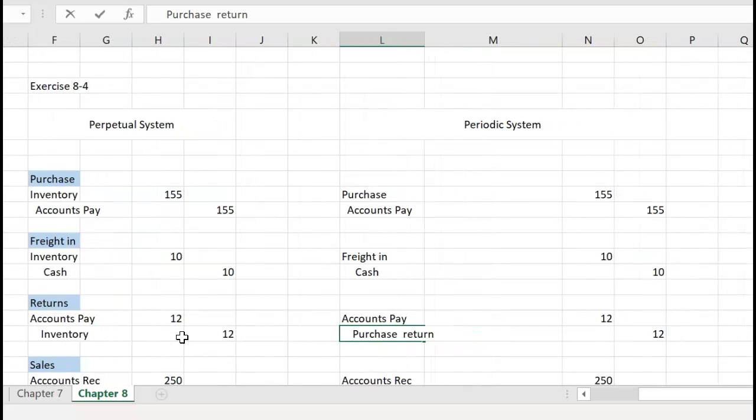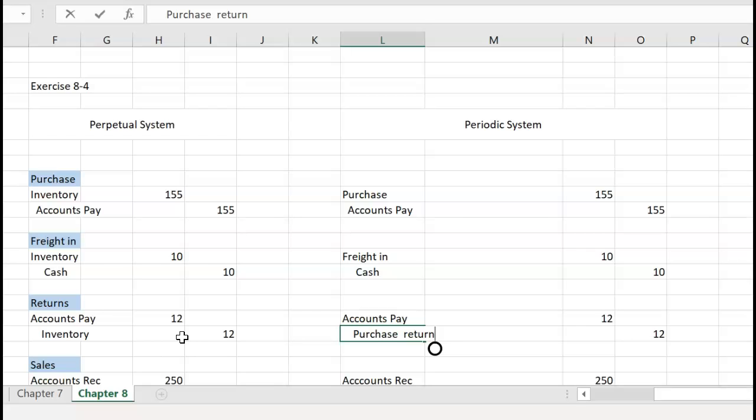Now, for the periodic system, when we have a periodic system, we have a few new accounts. The purchase account is found in the income statement and is used to calculate the cost of goods sold. It is increased with a debit and decreased with a credit. In this instance, using the periodic system, when you debit inventory under the perpetual system, you would debit the account purchases, which is an increase with a debit.